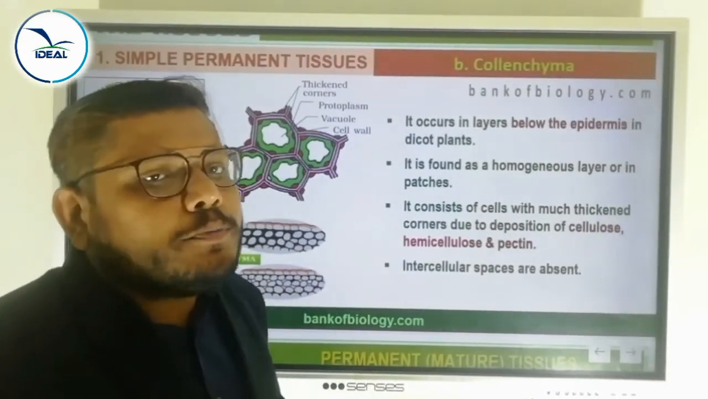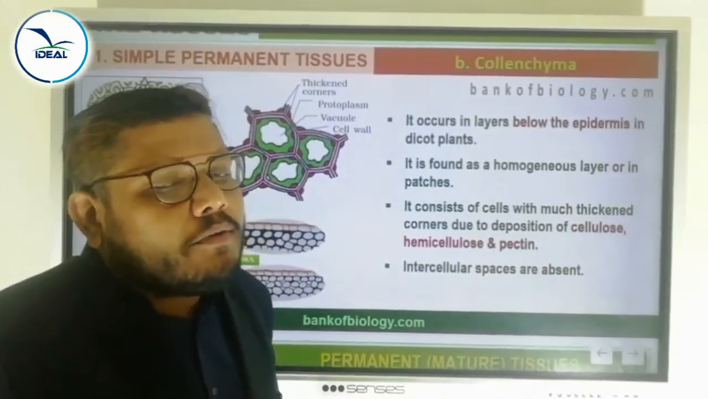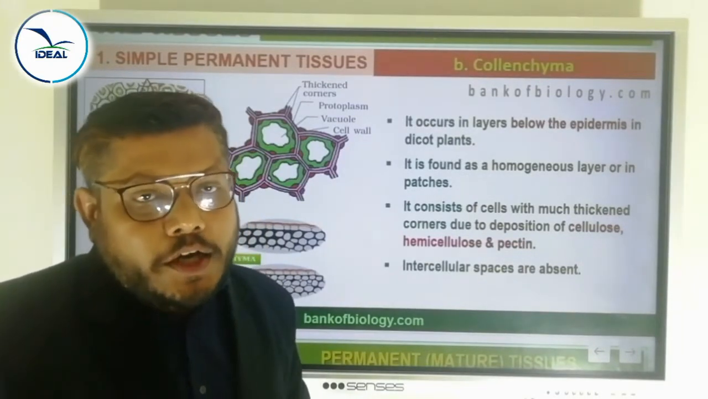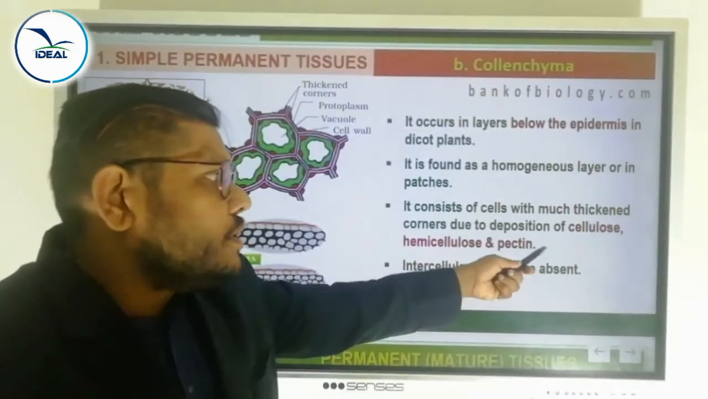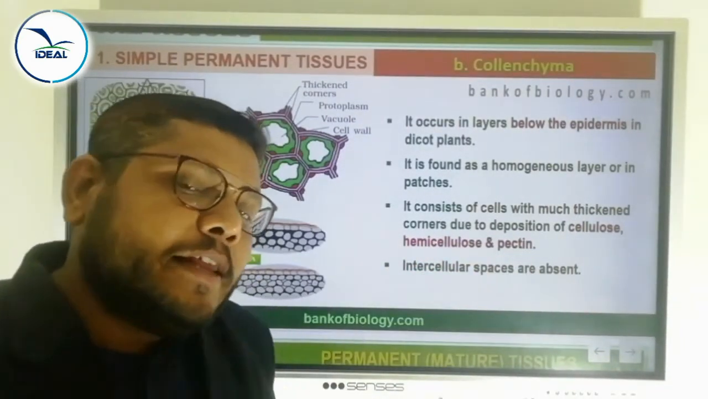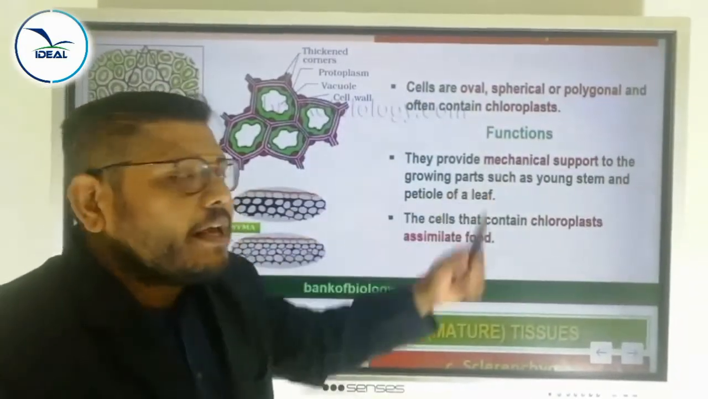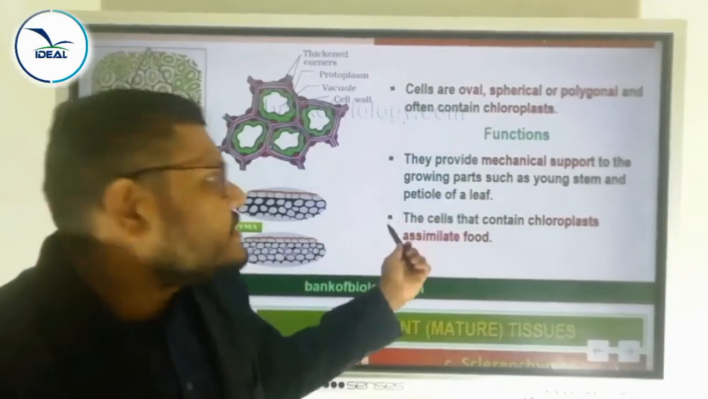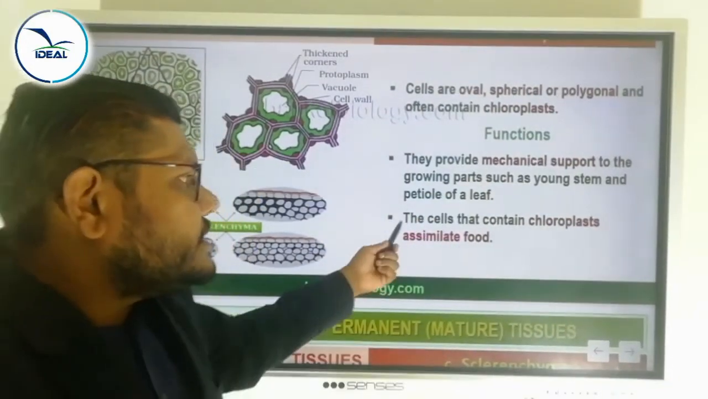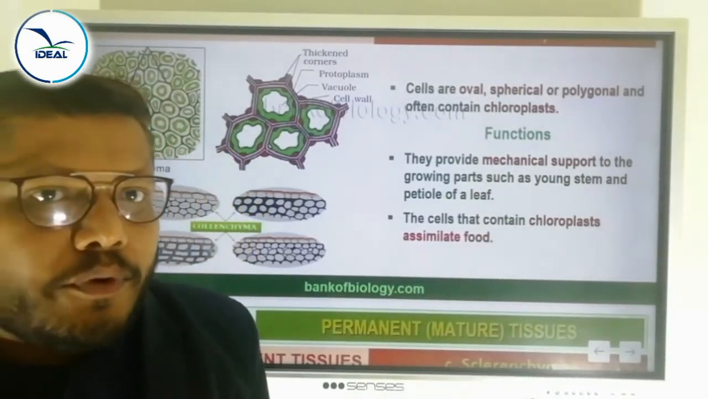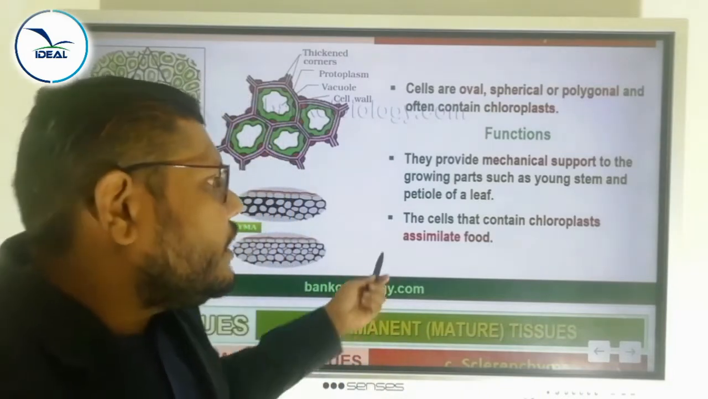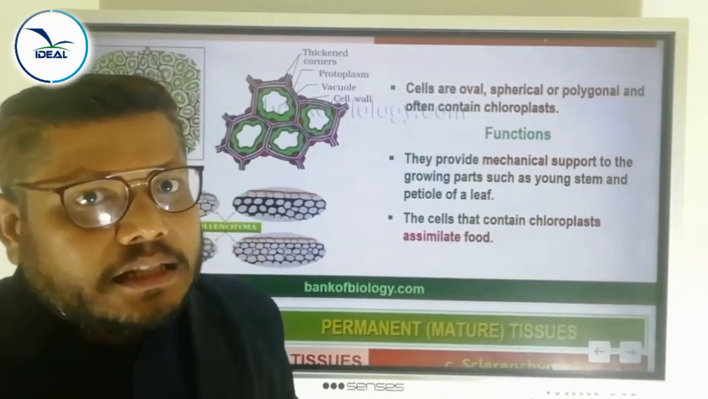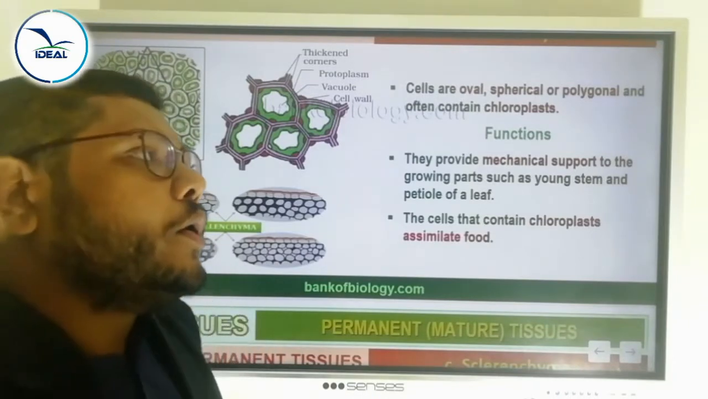So what is the function performed by collenchyma cells? Their main function is mechanical support, because their corners are thickened due to the deposition of these products. They provide mechanical support to the growing parts such as the stem and the petiole of a leaf. Then the cells that contain chloroplast assimilate food. If a particular parenchyma contains chloroplast, that helps to assimilate food material. These are the functions performed by parenchyma.